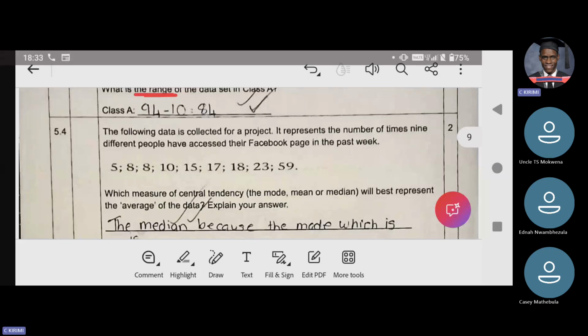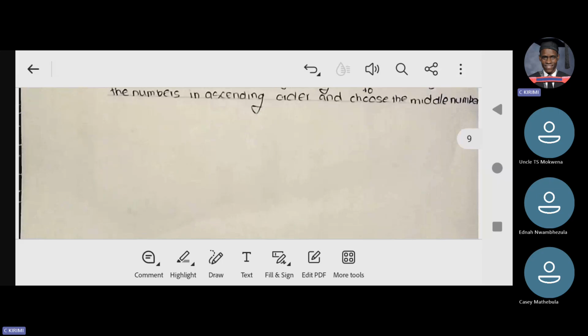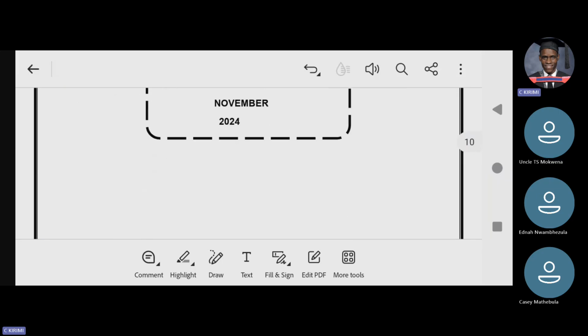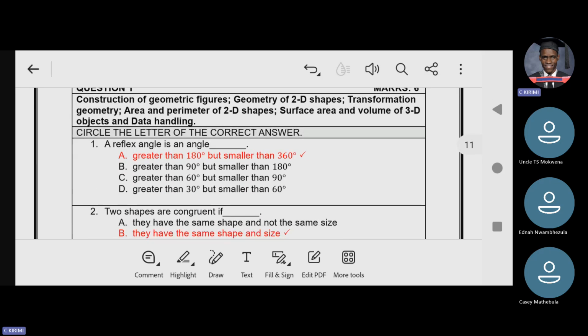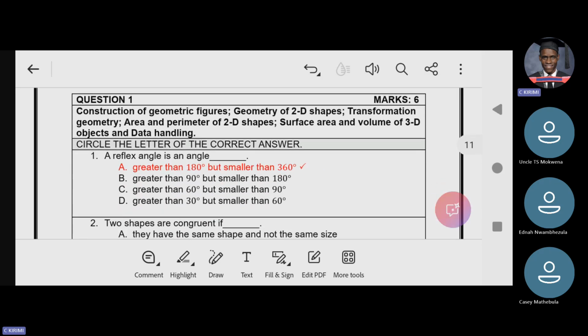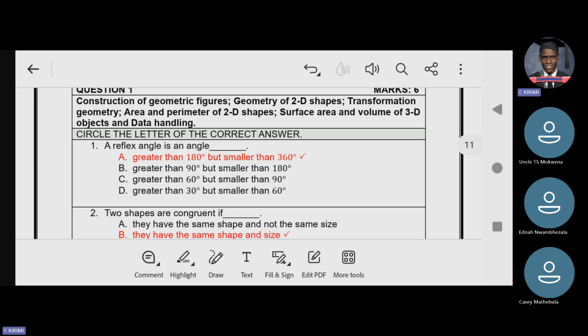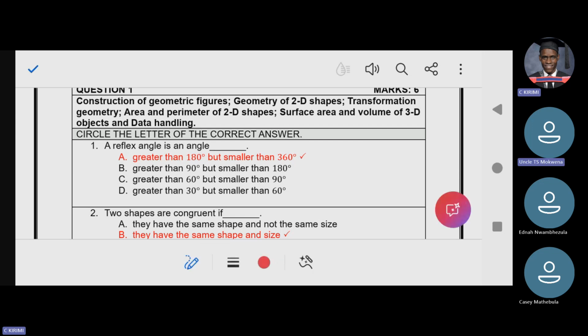Now we are left with how many minutes? About 30 minutes. We are going to the question paper for last year, which I sent you on the group to revise, which already had answers. But I'm just going to explain. Last year's paper, we said the reflex angle is an angle that is greater than 180 but smaller than 360. So go and revise obtuse angle, acute angle, and the revolution.